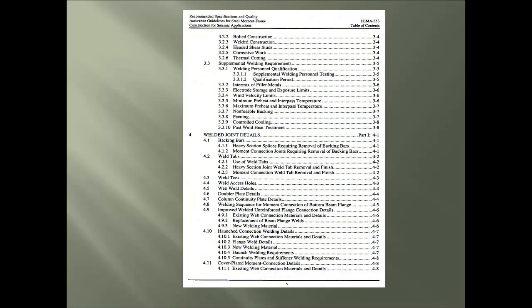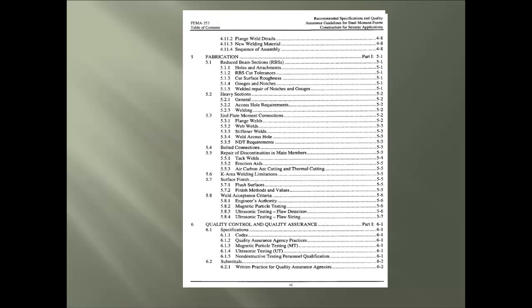Now, in Chapter 4, Welded joint details, backup bars and weld tabs are covered. Entering Chapter 5, Fabrication, we see bolted connections and the K area welding limitations are discussed. Here, with Chapter 6, QC and QA, a very important table is given.